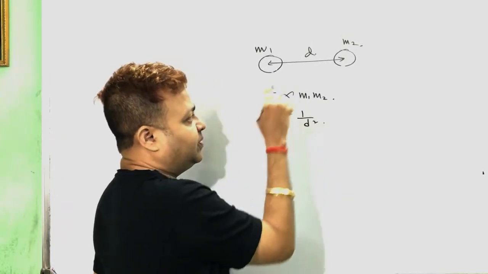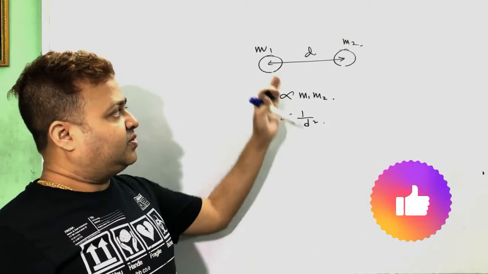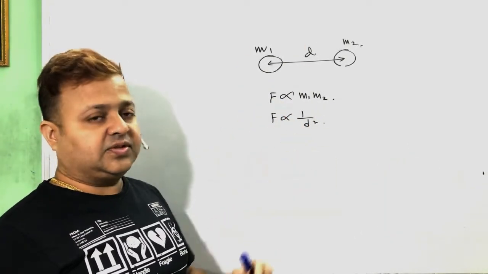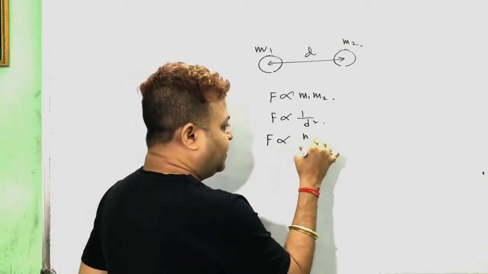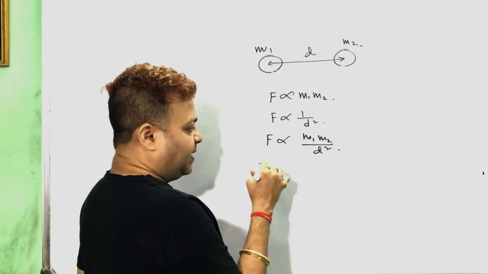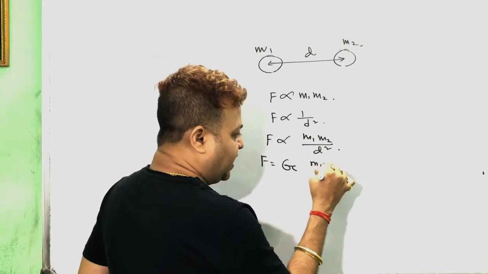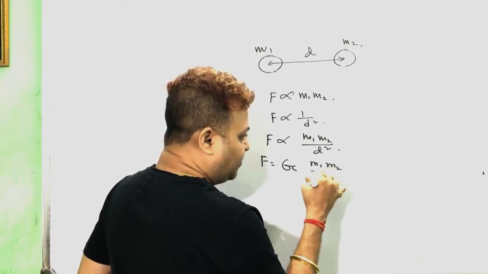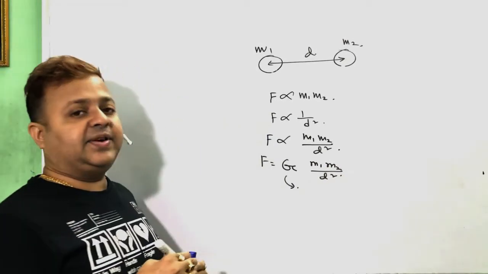The more the mass increases, the more the force of attraction increases, and the more the distance increases, the force decreases. By joint variation, F is proportional to m1 into m2 by d square, or F equal to some constant into m1 into m2 by d square. Here G is a constant which is known as the gravitational constant.